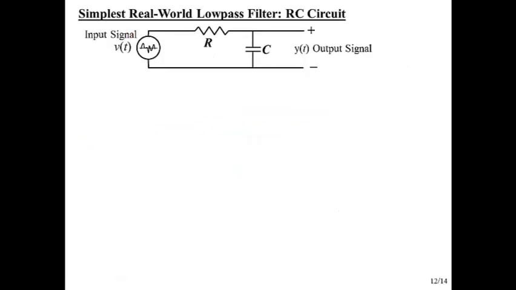So let's look at an example here. Here's our RC circuit that we've been looking at, and I claim that this is a low-pass filter, and we're going to look at why we say that and what it looks like and compare it to our ideal low-pass filter.